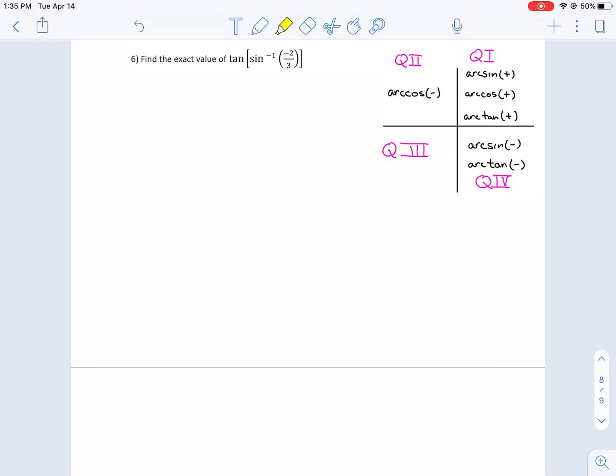All right, class, in this video I'll be doing the sixth example from section 8.2. It says find the exact value of the tangent of the inverse sine of negative 2/3.